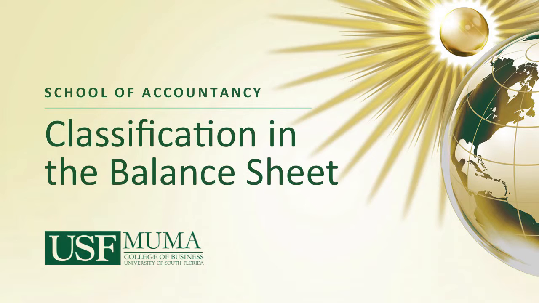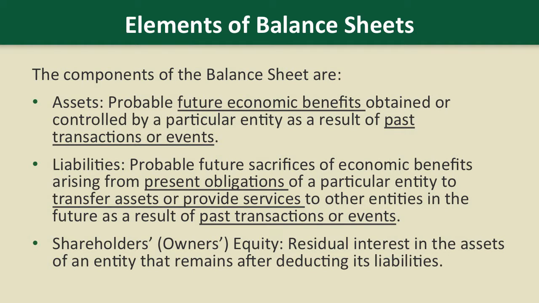In this video, we're going to talk about the classification in the balance sheet. There are three elements in a typical balance sheet: assets, liabilities, and shareholders' equity, or you can call it owner's equity. Assets represent future economic benefits obtained by this company as a result of past transactions or events.